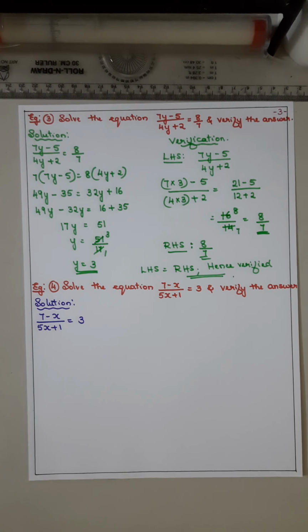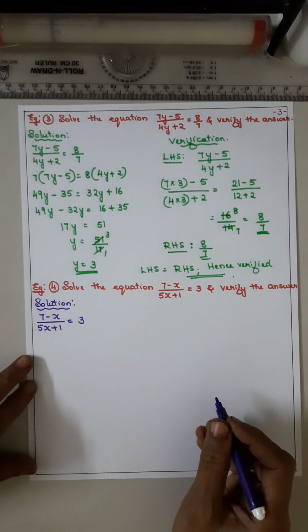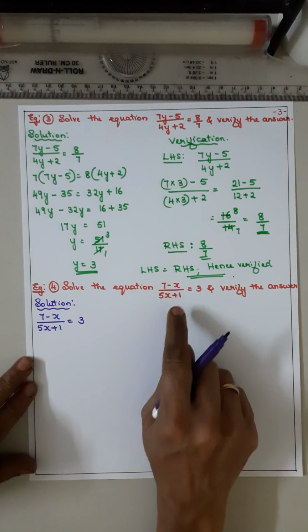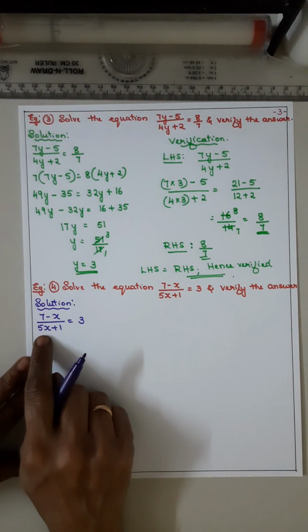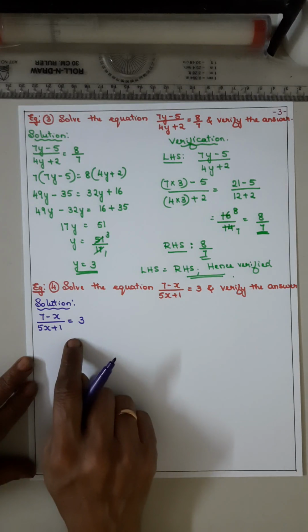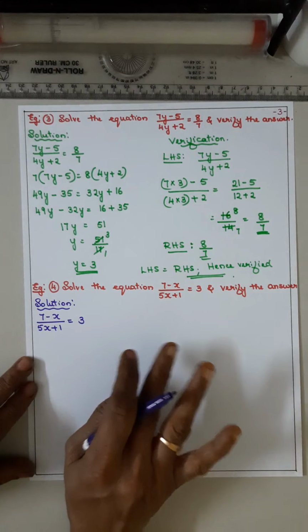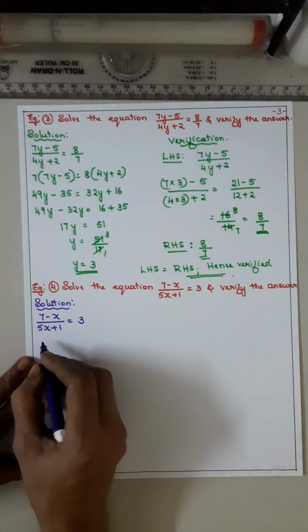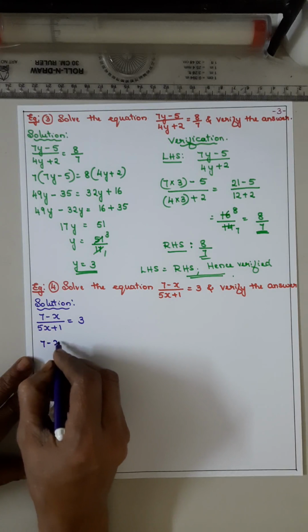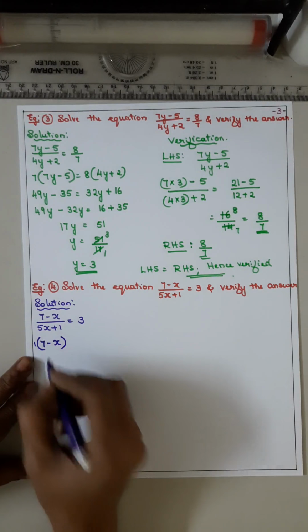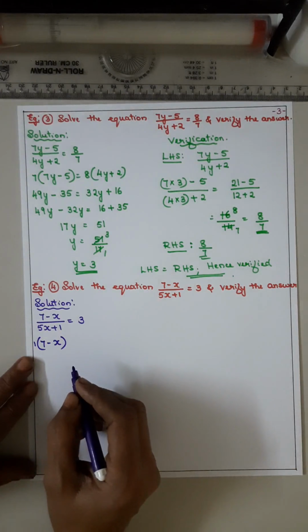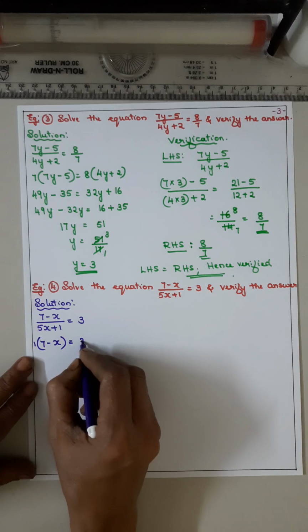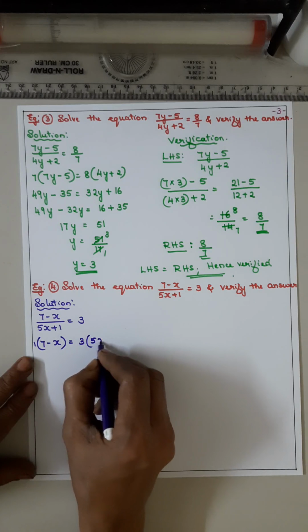Now coming to the fourth example. 7 minus x upon 5x plus 1 is equal to 3. Now here again denominator, it is 1, isn't it? So 1 we are not writing, so it will be 7 minus x. If you want, you can write 1 bracket 7 minus x is equal to 3 bracket 5x plus 1.